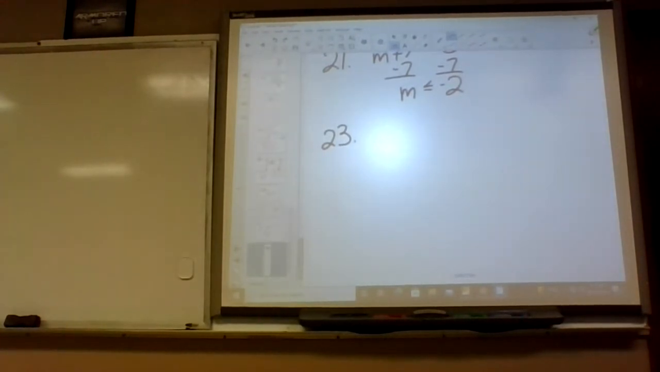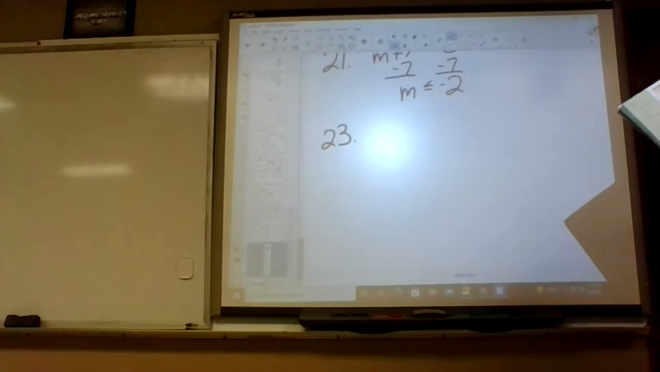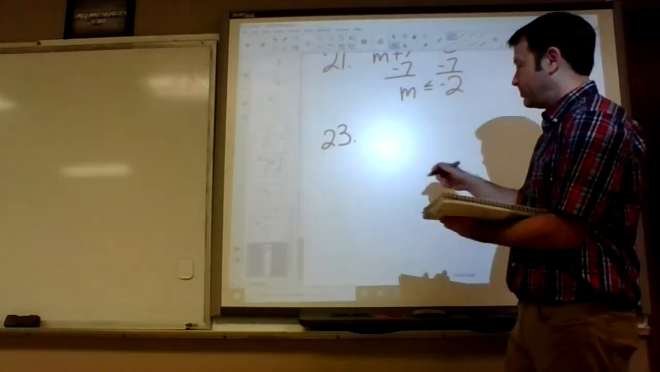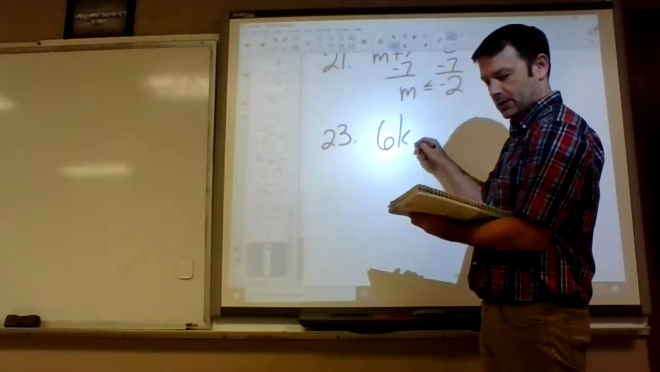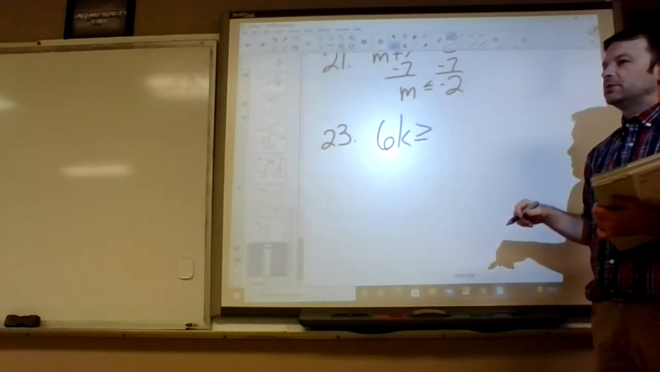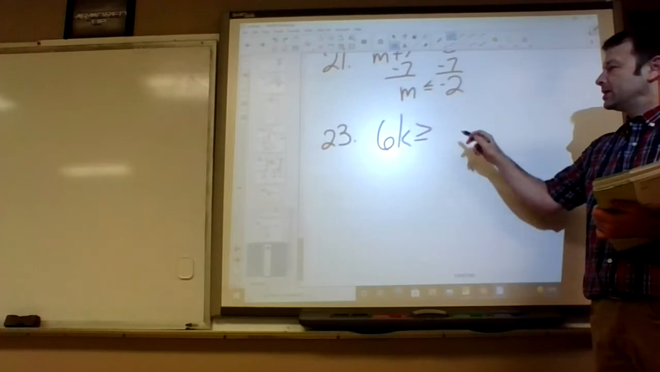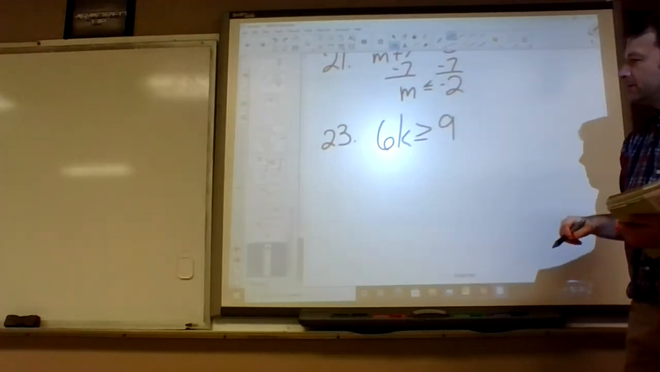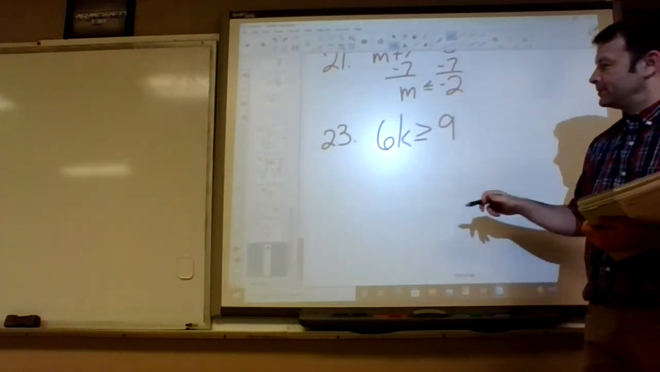Grant, how can we simplify 23 before I write it down? 10K minus 4K is 6K, is greater than or equal to 3 squared, which is 9. Okay, what's my step to solve?